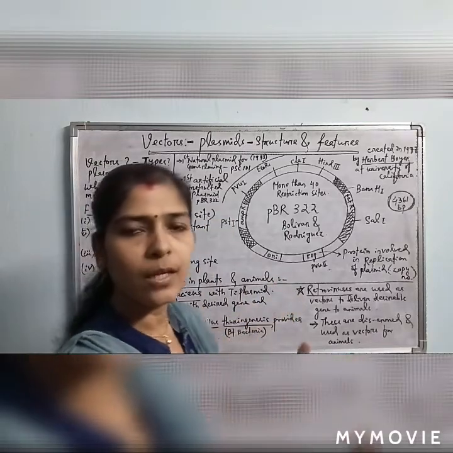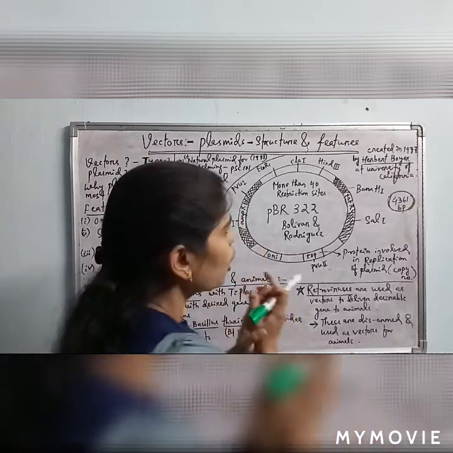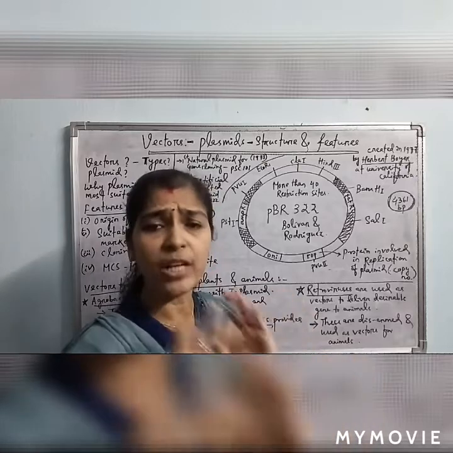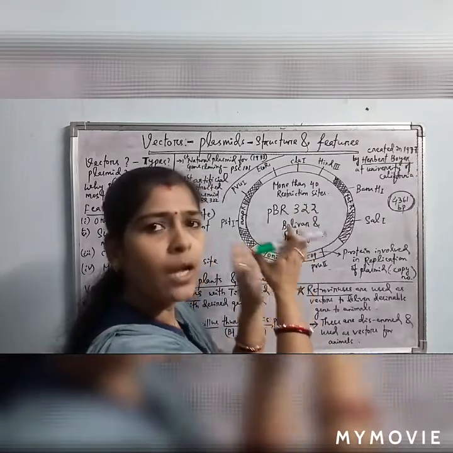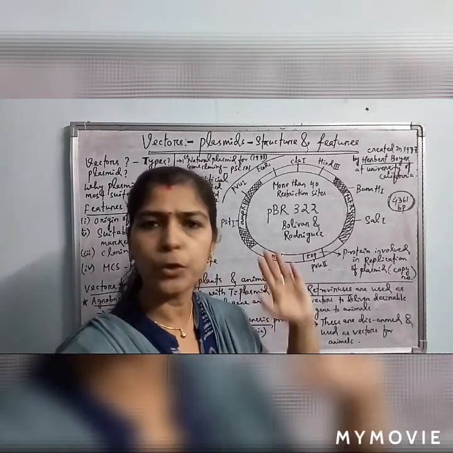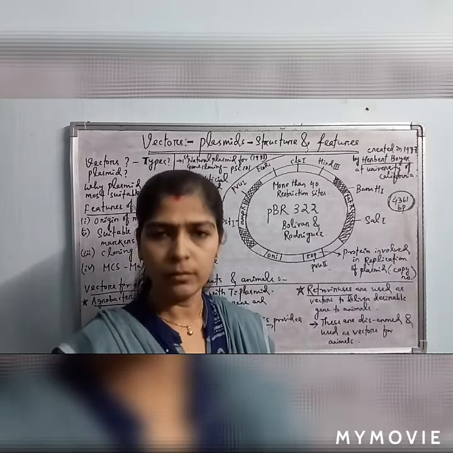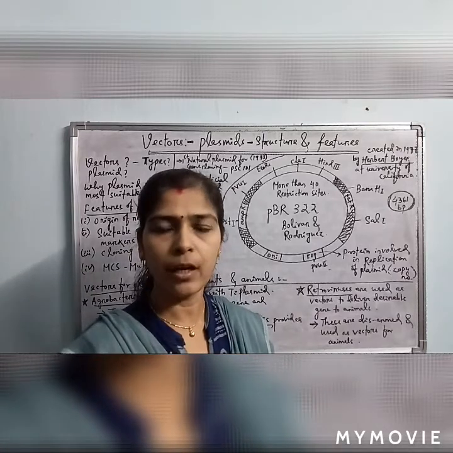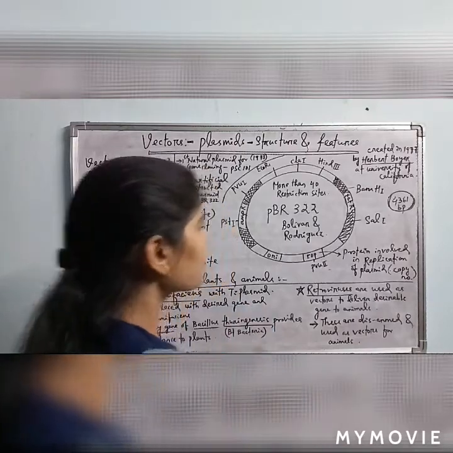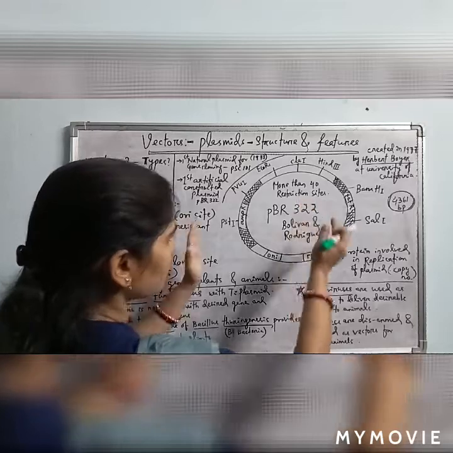So this is called insertional inactivation. By insertional inactivation we can make a tetracycline agar plate, so that the transformed bacteria having the recombinant plasmid will be resistant to tetracycline, not to ampicillin. So we can easily screen out recombinant transformed bacteria from non-recombinant transformed bacteria. This is very helpful as it has two different antibiotic resistance marker genes.